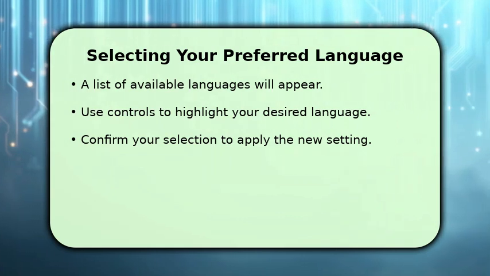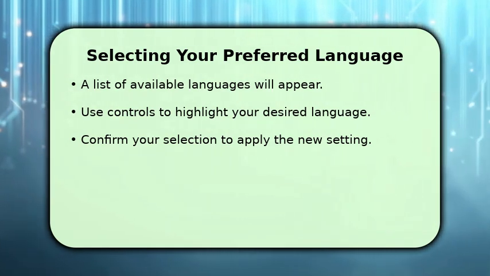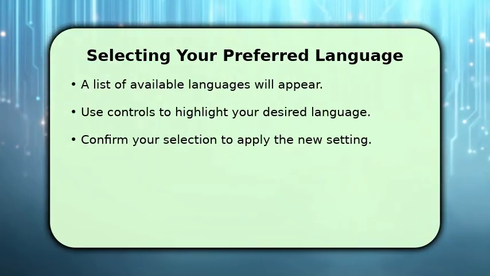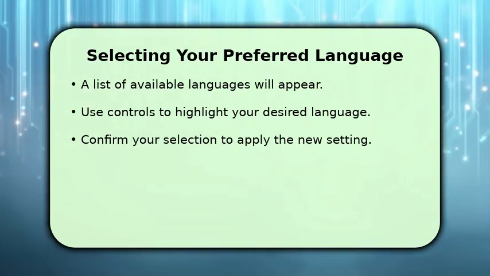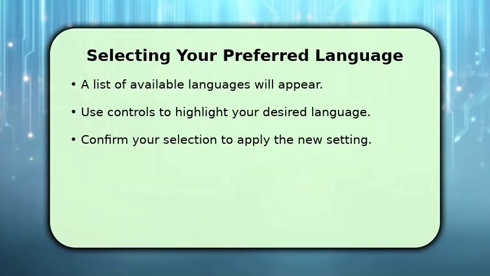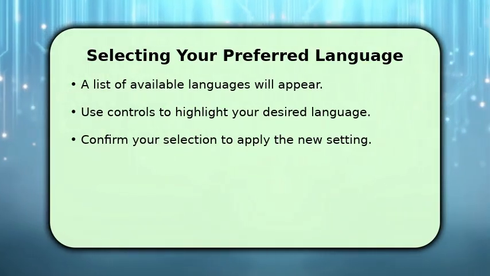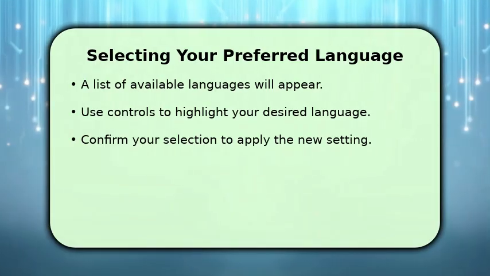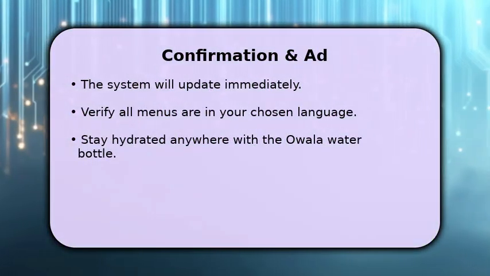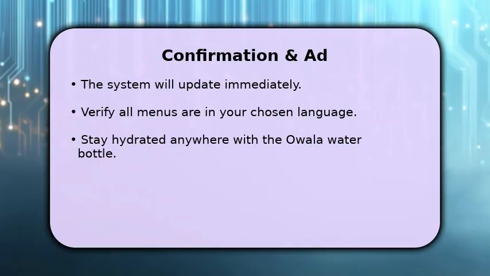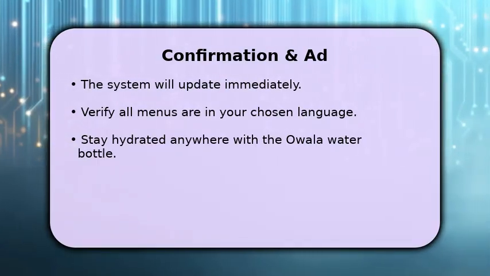Use the control knob, buttons, or the touchscreen interface to highlight your desired language from the list. Once you've made your choice, confirm your selection to apply the new language setting to your vehicle's infotainment system. Upon confirming your selection, the system will update, and the display language on your Honda Fit will change immediately.